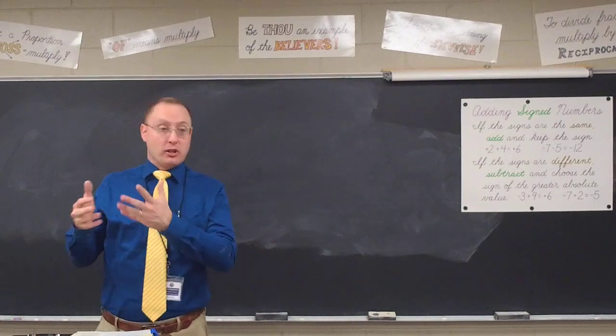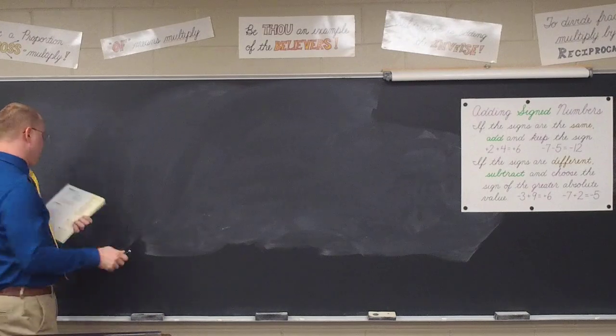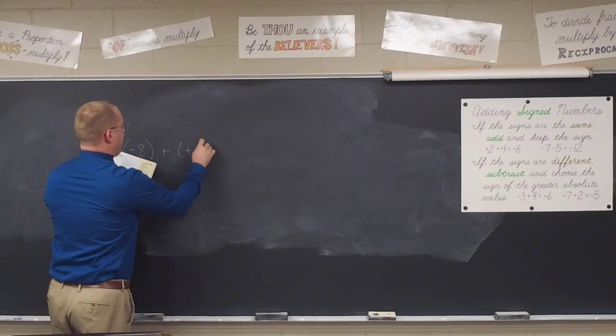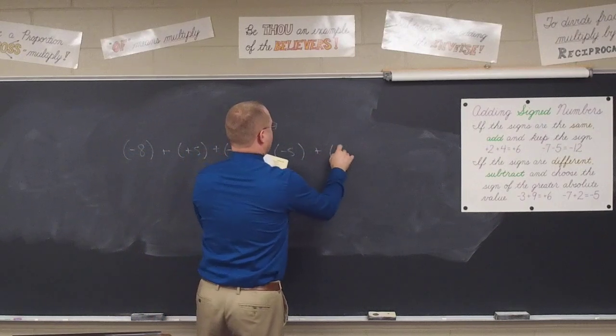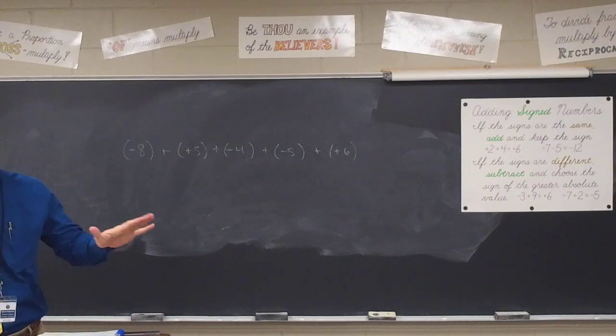But we know this. You can add lots of numbers all at once, can you not? For instance, they give us this problem in the blue box. I'm going to put it on the board as well. -5 or -8 plus +5 plus -4 plus -5 plus +6. Well, that's a whole lot of numbers to add up. Let me tell you what we're not going to do.